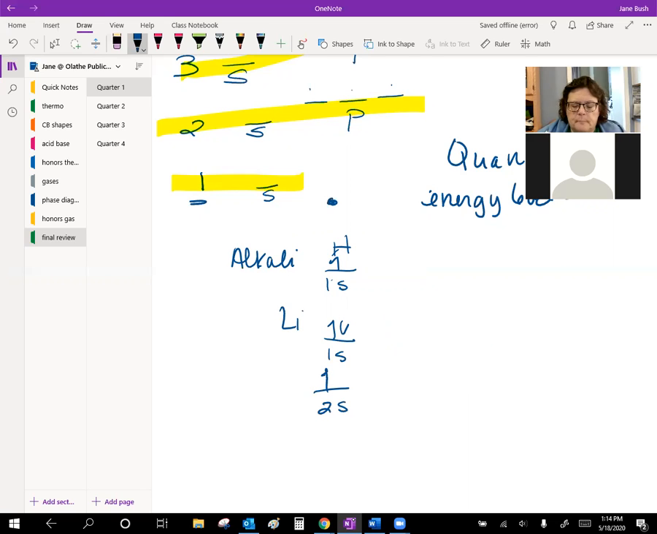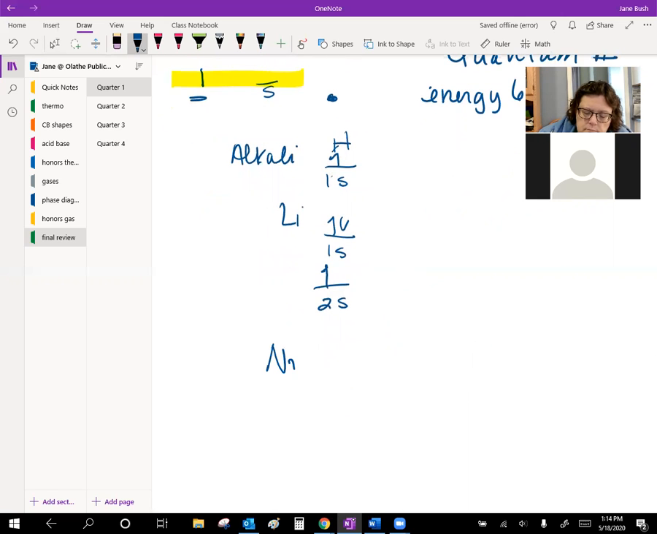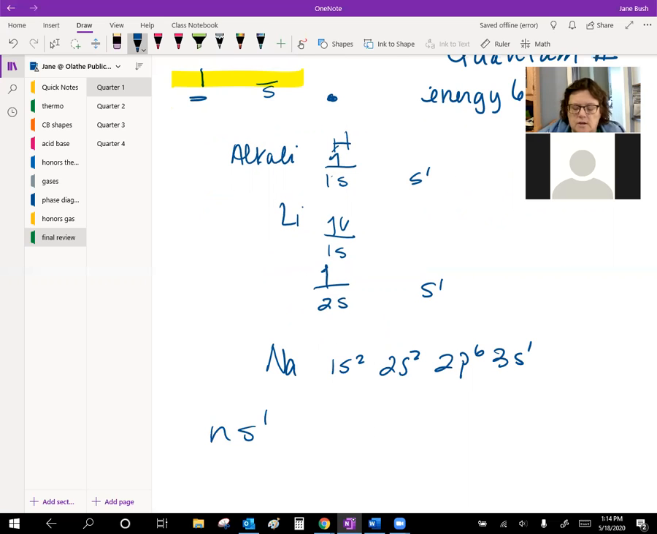So, if we did sodium, it'd be 1s2, 2s2, 2p6, 3s1, right? So they all end in s1. One way of saying that is the alkali metals all have this electron configuration, n meaning which energy level they're in, but they all end in s1. The alkaline earth metals all end in s2. And that's one way you can figure out things about the periodic table.